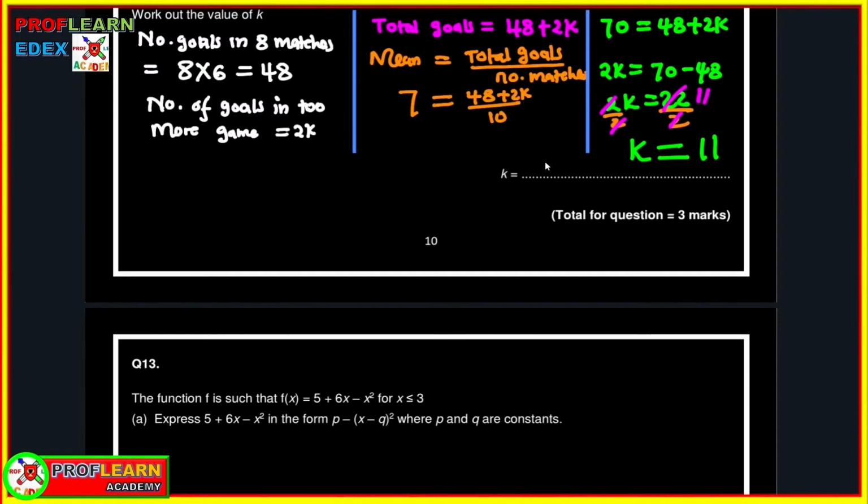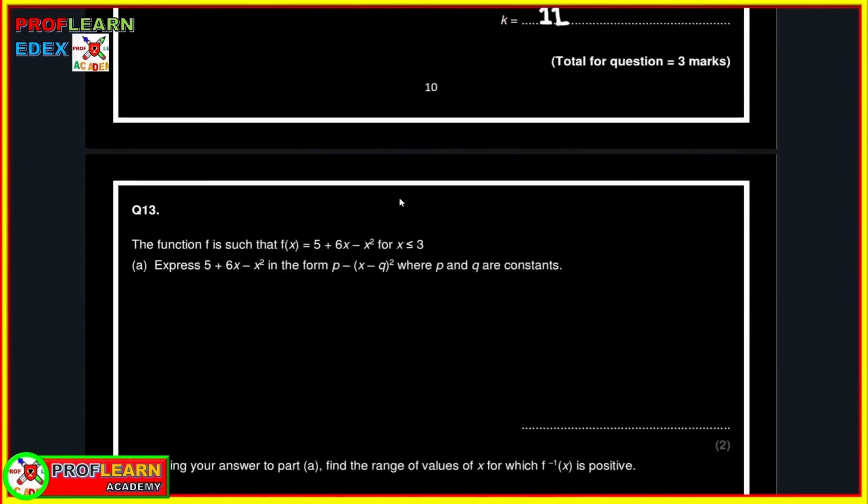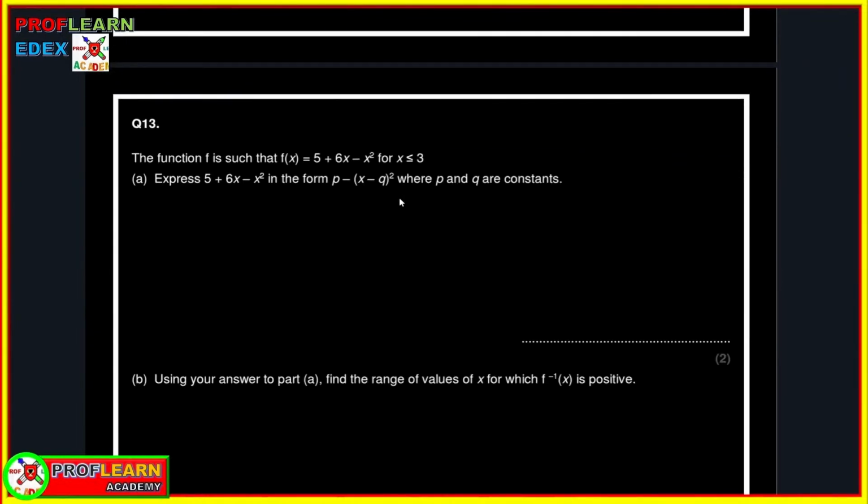All right, so we need to move further to the next question. Question number 13. We are told that the function is such that f of x equals 5 plus 6x minus x squared for x less than or equal to 3. We're supposed to express this in the form p minus (x minus q) squared. So in order to work this out, the first thing we are going to do is factor out something. So this is going to be plus 6x minus that.